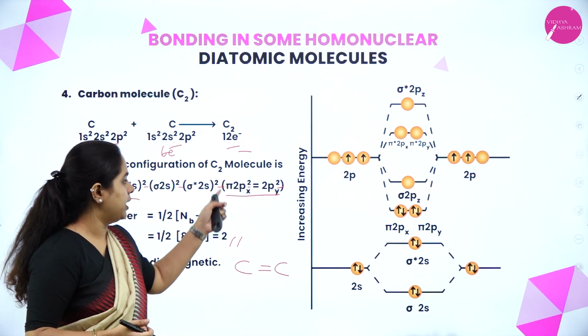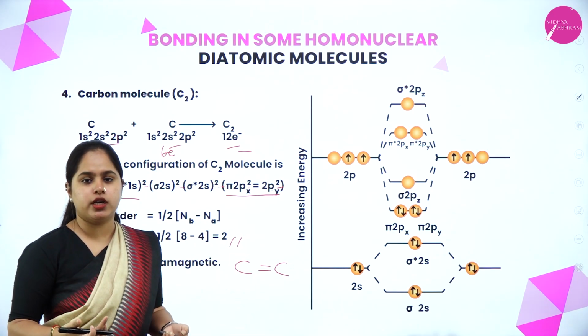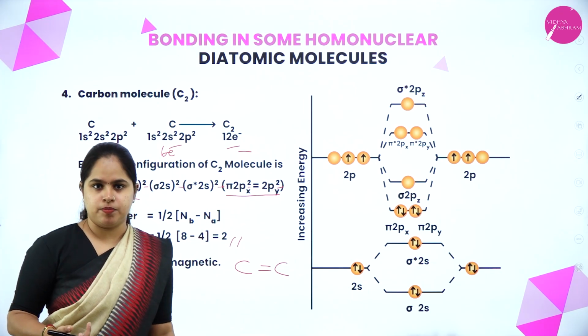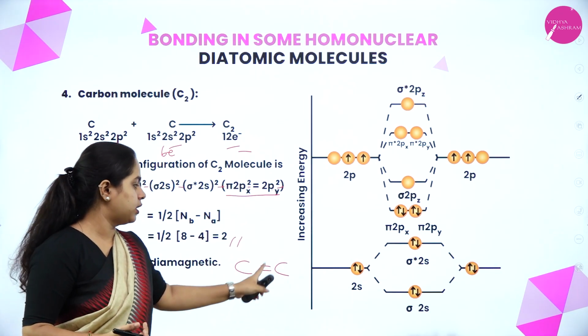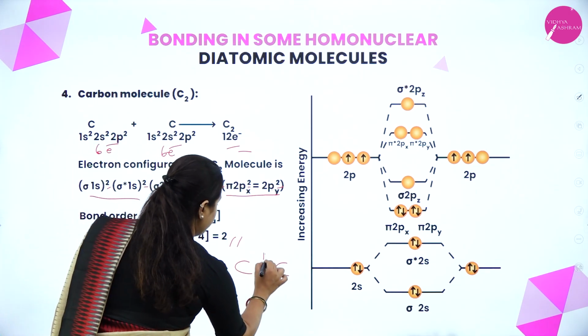See, as you can see here, the last 4 electrons present in the bonding molecular orbital are from the pi, right? Pi 2px and pi 2py, right? So both the bonds present are contributed by the pi.